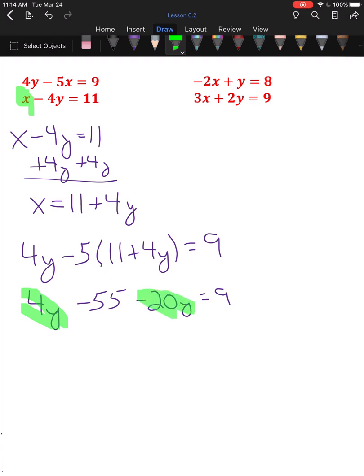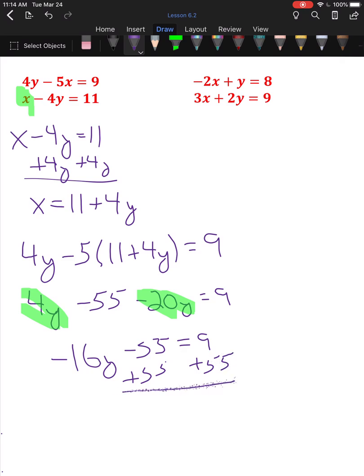There are like terms. These two things have the same letter on the same side, so I should combine them. That's negative 16y minus 55 equals 9. And now it's a two-stepper. Add 55 to both sides. So the negative 16y is equal to 64. Divide both sides by negative 16 to get y equals negative 4.